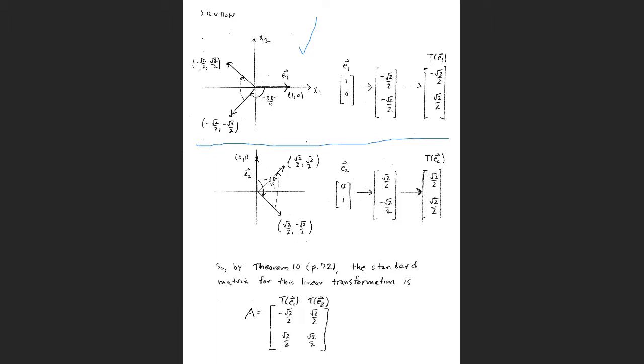Okay, so what I do here is I first work with the unit vector E1. Now, the first thing we're supposed to do is rotate the unit vector E1 -135 degrees, and that gets us to this vector here with these coordinates: -√2/2, -√2/2.